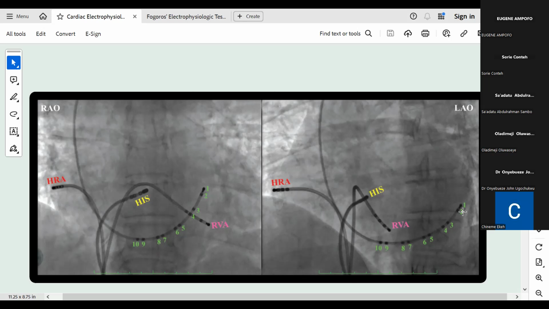So you can see that there's a difference between RAO and LAO. You see the difference in the distance between the CS catheter and the RV catheter, compared to when you are seeing it in RAO, where you would think they are at the same distance. Can you see that? Yes, sir. So that's the importance of doing an LAO and an RAO.